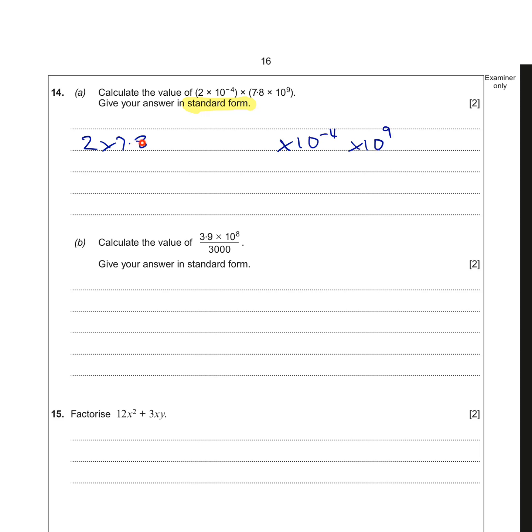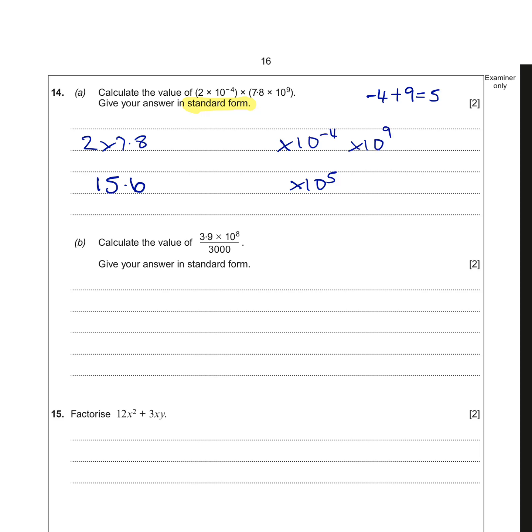2 multiplying 7.8 can be done in mental maths or it can be done in writing. It's going to give you 15.6. 10 to the minus 4 multiplied by 10 to the 9. To do this, we're going to have to put the minus 4 add 9, because in indices, when you have two powers that are multiplying the same base number, you add the powers. This is going to give us a power of 5, so that will be 10 to the power of 5.